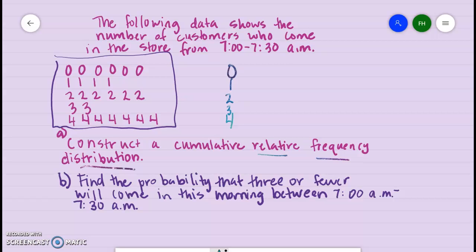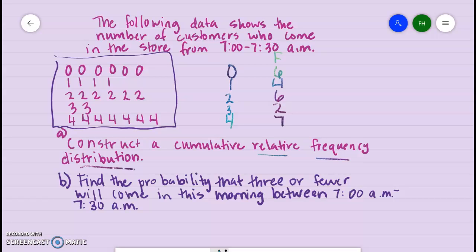So first of all, let's count how many zeros we have. We have 1, 2, 3, 4, 5, 6. So our frequency is 6 for 0. We have 4 ones. We have 2, 4, 6 twos. We have 2 threes, and we have 2, 4, 6, 7 fours. So there would be our frequency distribution table.